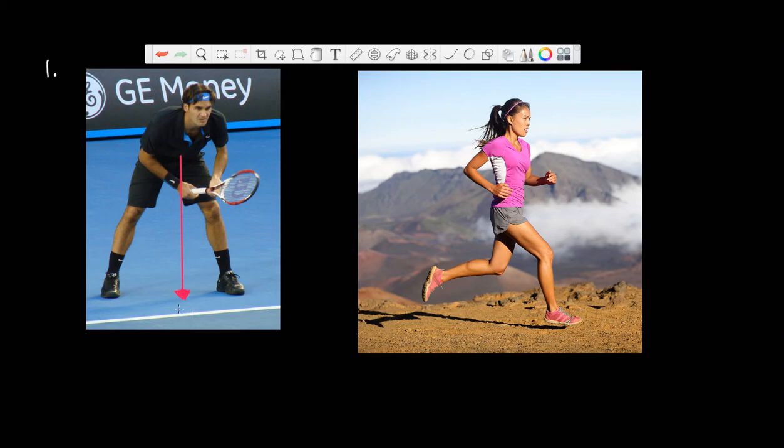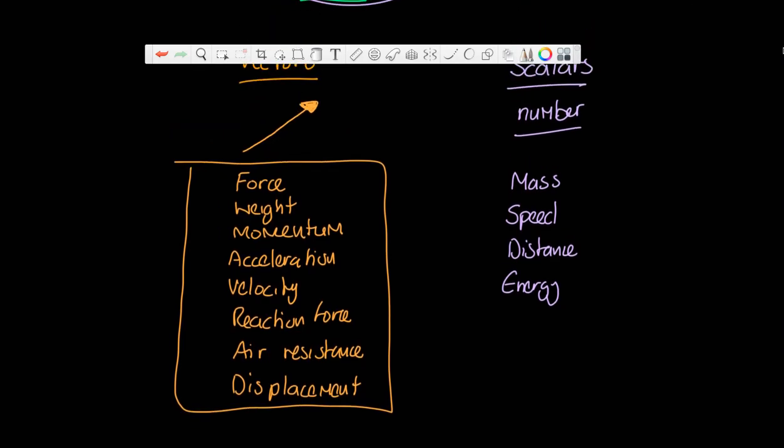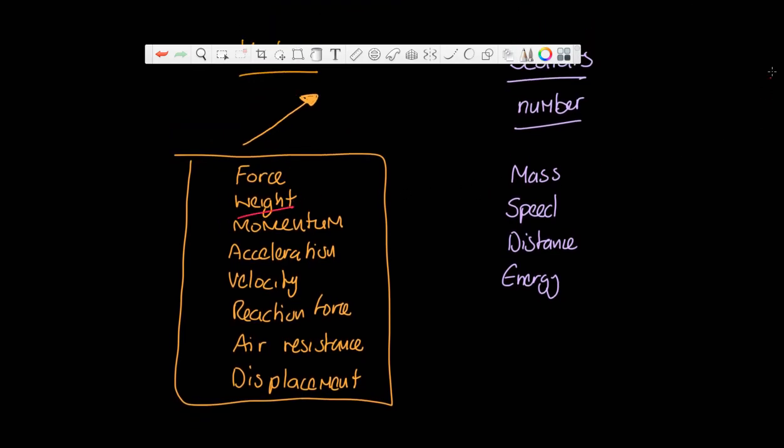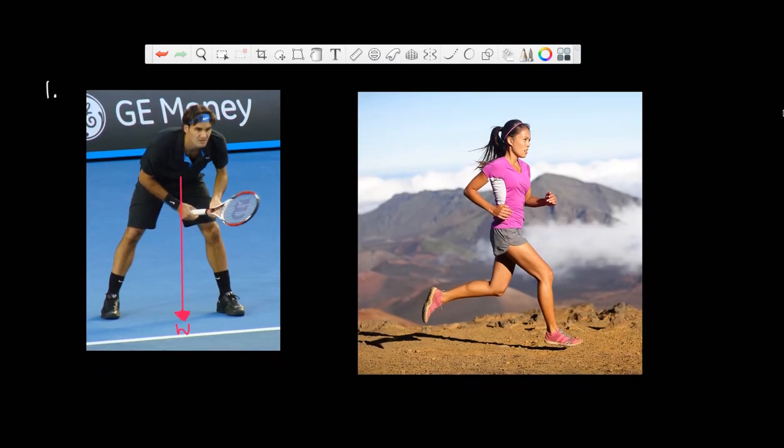Well, of course, if you're screaming at the screen that this is the weight vector, remember we said weight up here was a vector, don't forget. There it is there, weight is a vector. This, of course, would be the weight vector for Roger Federer.